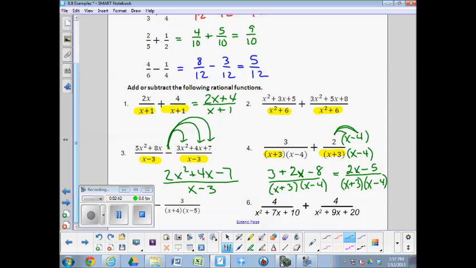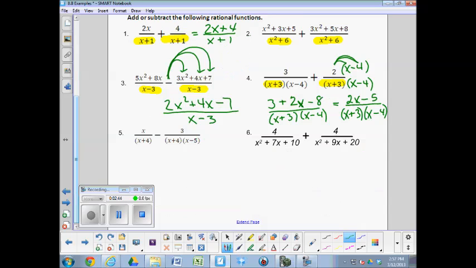For 5 and 6, we also have the need for a common denominator, so you're going to have to do a little bit of prep work here. In number 5, you could see that one fraction has the x plus 4, so does the other one. But the first fraction is missing that x minus 5, I think it is. So you need a common denominator. In 6, which you see me doing already, I'm factoring the bottom so I can see what they have in common and what they don't have in common.